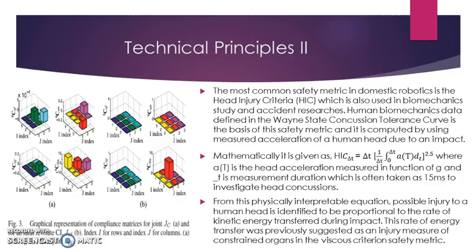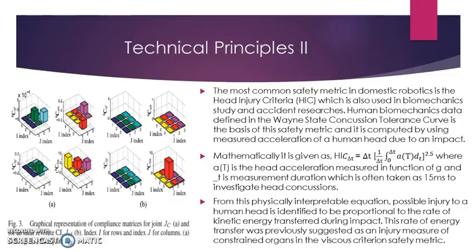For technical principle, slide 2. The most common safety metric in domestic robotics is the head injury criterion, which is also used in biomechanics study and accident research. Human biomechanics data defined in the Wayne State concussion tolerance curve is the basis of this safety metric, and it is computed by using measured acceleration of a human head due to an impact.